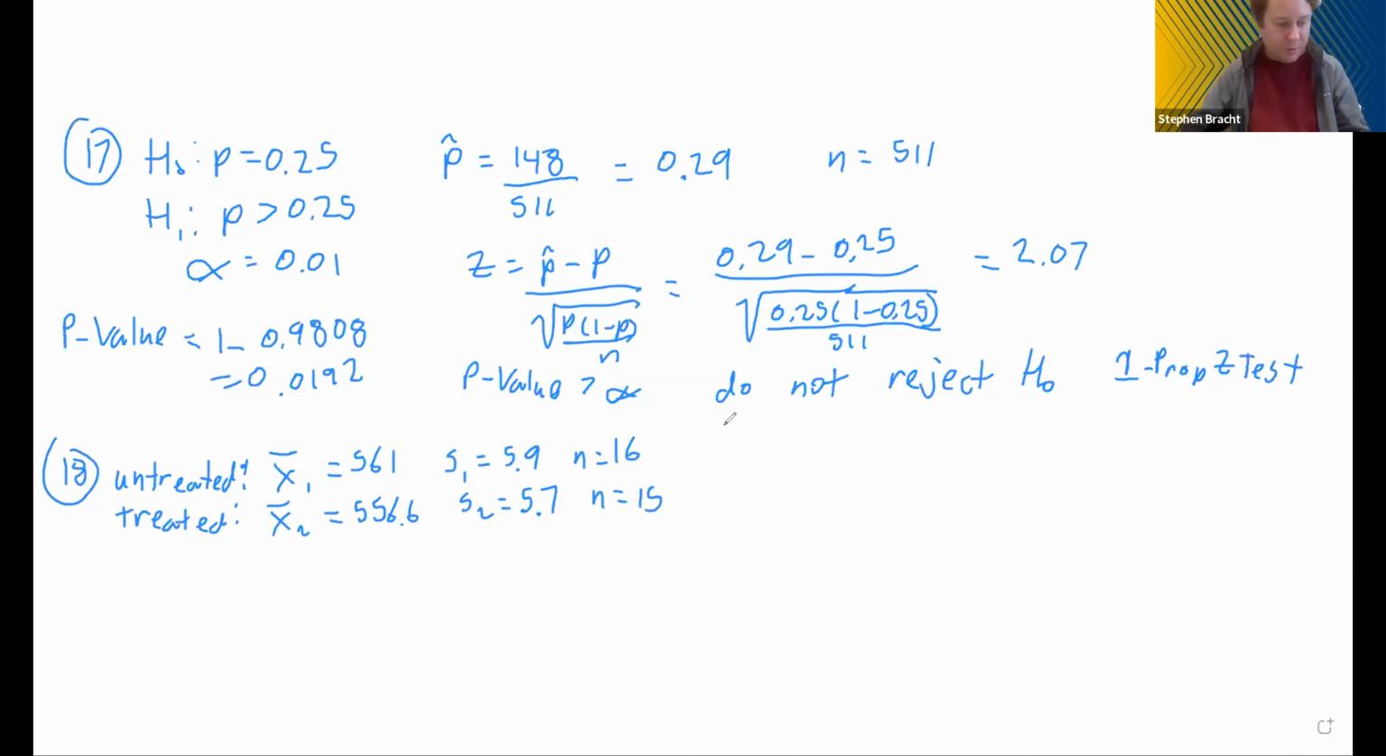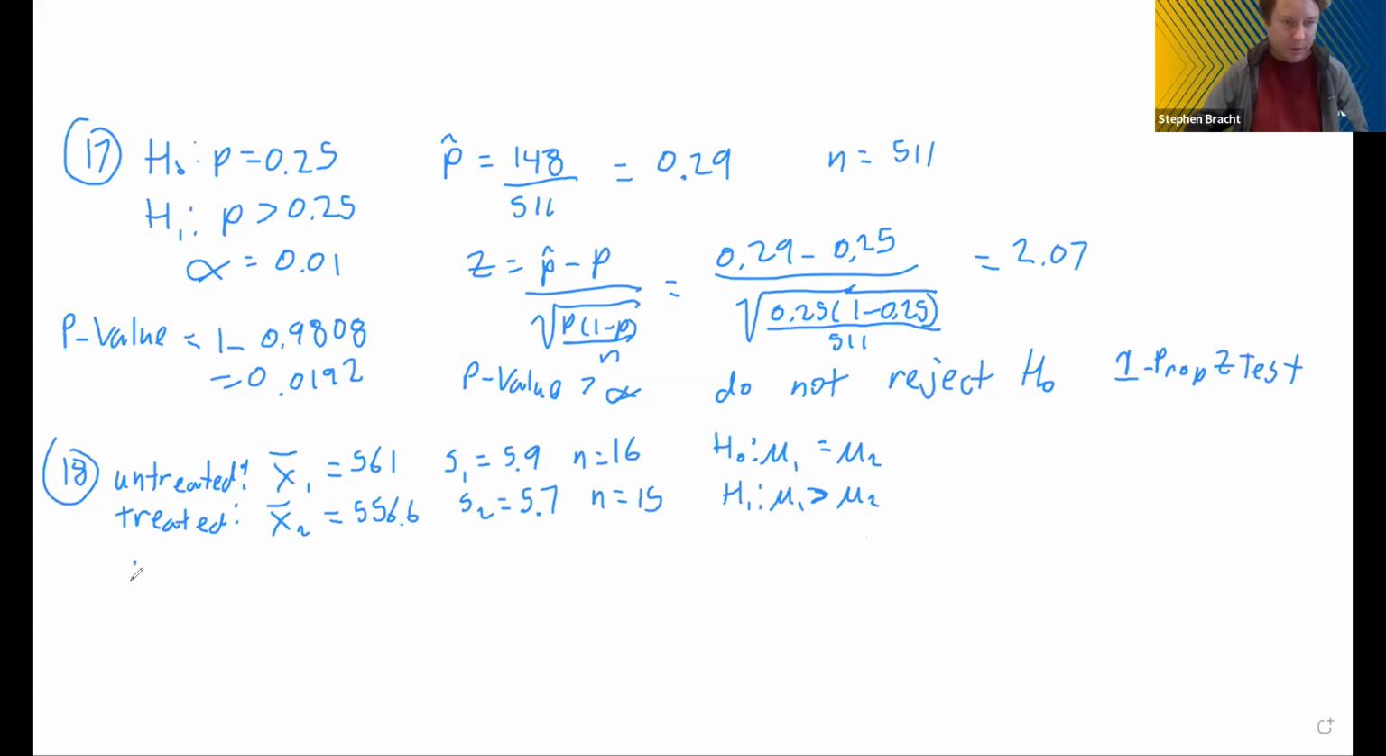My hypotheses: the null hypothesis would be the assumption that the mean is the same for both, so mu1 equals mu2. The alternate hypothesis would be the assumption that the concentration is less for the treated. So I've got mu1 and I'm comparing it to mu2, and mu2 represents treated. Because mu2 has to be less than mu1, or mu1 greater than mu2, it's a right-tailed test.